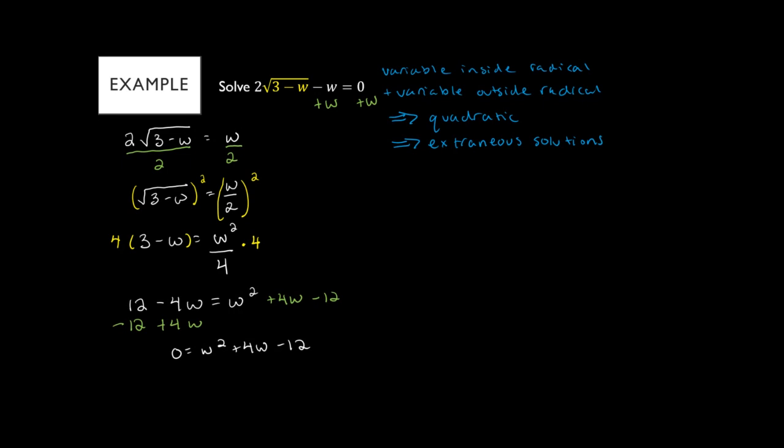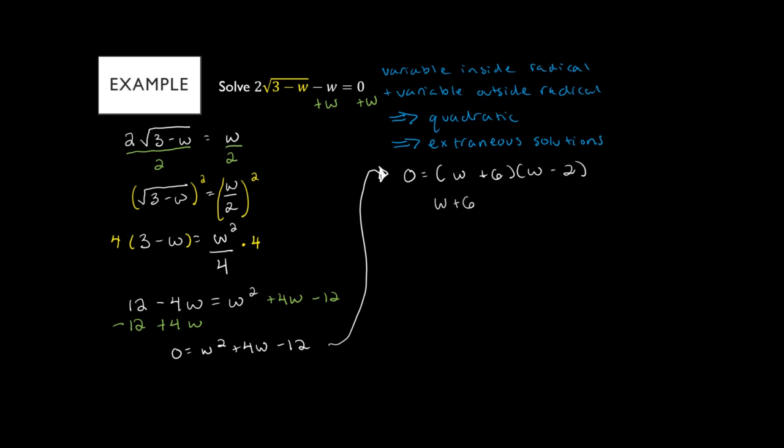So now we've got this quadratic equation to solve, which is why last week you learned about solving quadratic equations. This is one that can be factored. So when we factor this, we get w plus 6 times w minus 2. So 6 times minus 2 gives us negative 12, and 6 plus minus 2 gives you 4.